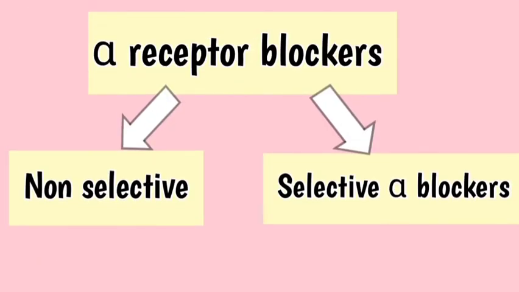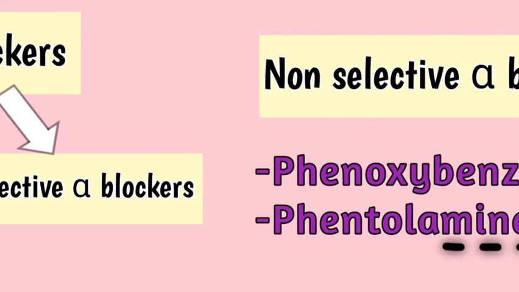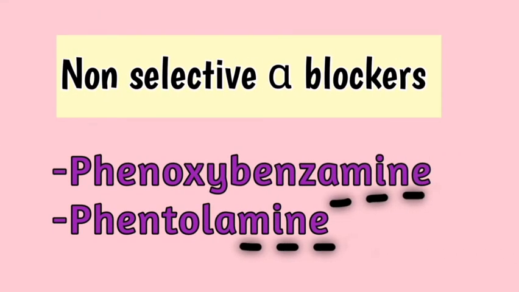Alpha adrenergic blockers can be classified as non-selective and selective alpha blockers. Non-selective alpha blockers block the effect of both alpha 1 and alpha 2 receptors, while selective alpha blockers block only one specific type of alpha receptors. Non-selective alpha blockers include phenoxybenzamine and phentolamine. You can easily remember the names as both words end in amine.